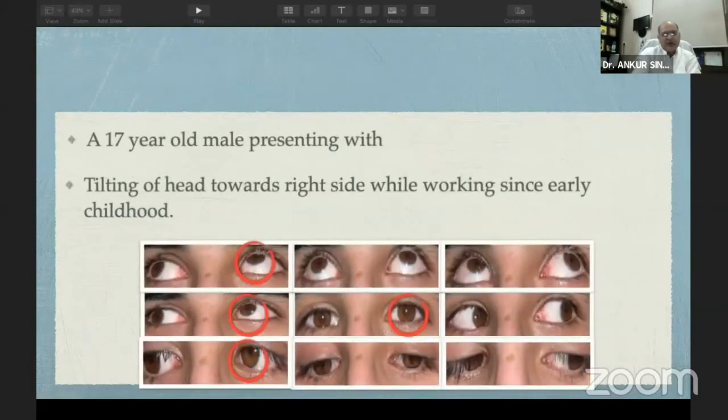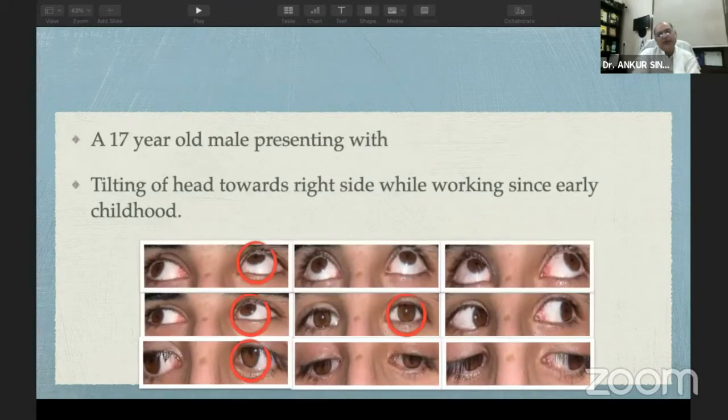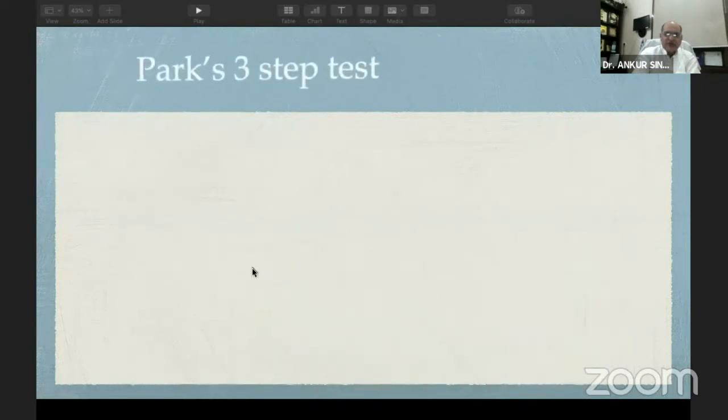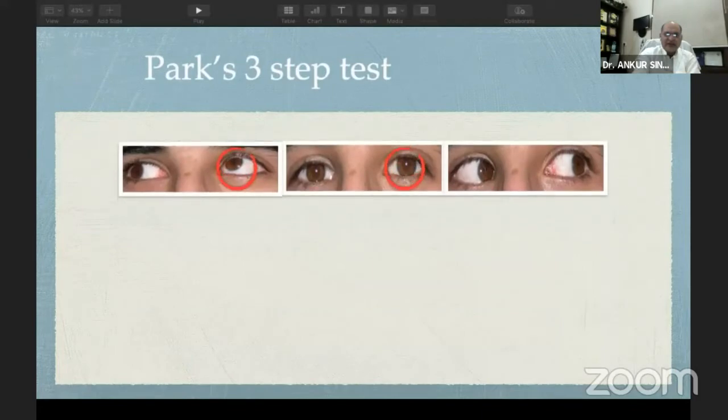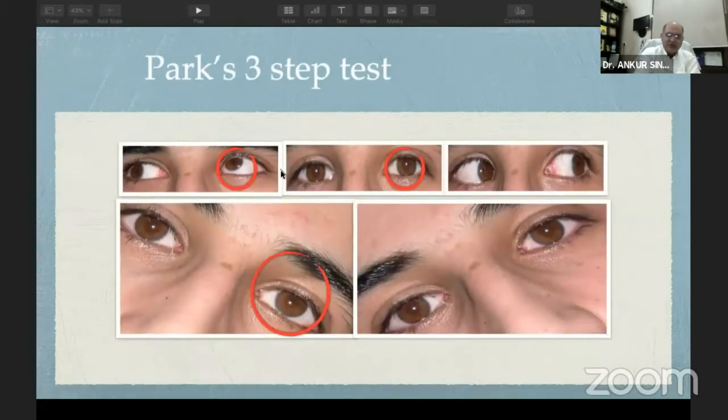Now this is a case of left superior oblique palsy presenting with a head tilt towards the right side since early childhood. And we can clearly see there is a small amount of L over R, but it increases on dextroversion and definitely much more on dextroelevation. There is some amount of superior oblique underaction, but not as great as compared to this on dextroelevation. So this is the Park's 3-step test. We can see there's a mild amount of hypertropia, which increases in dextroversion. And on a head tilt, we can see there is significant L over R.